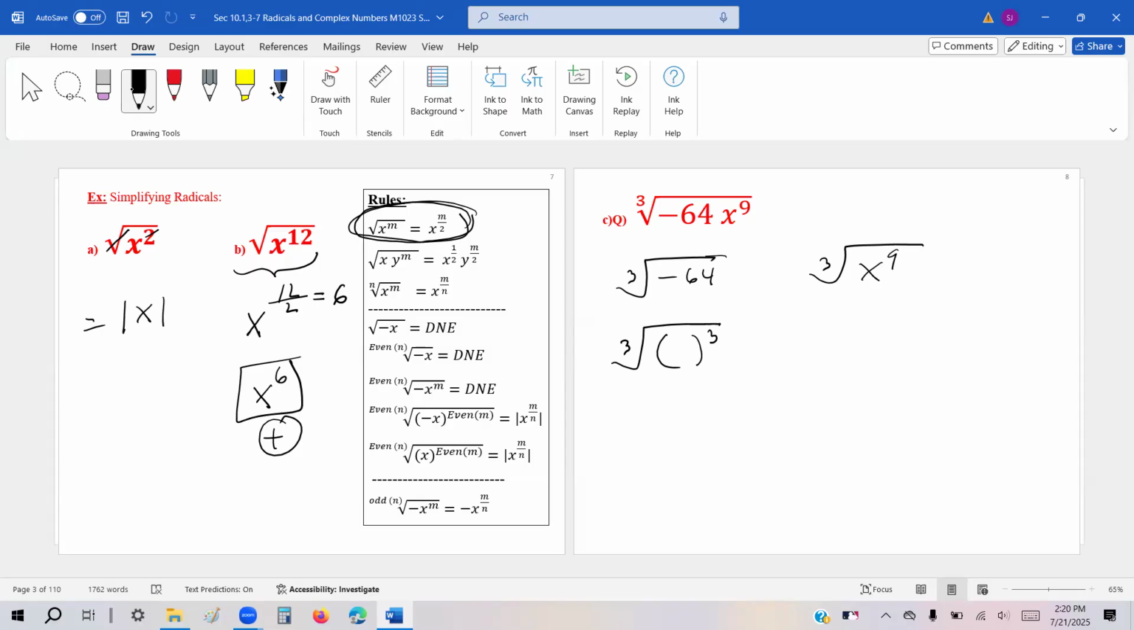Can you think of a number you multiply 3 times that becomes negative 64? Negative 4. So the cube root and the cube power cancel out, and we get the simple negative 4. We do the variable the same way. It's 9 over 3, the power divided by the radical. And what is 9 divided by 3? 3. So we get x cubed.